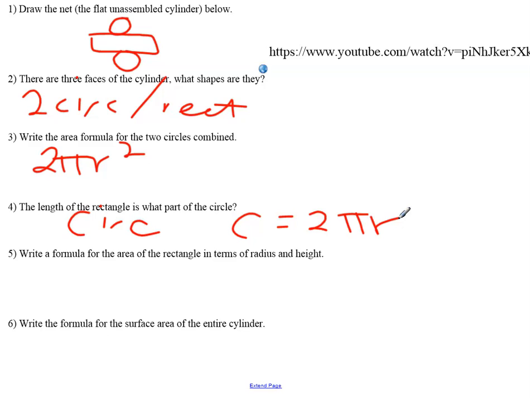Write a formula for the area of the rectangle in terms of radius and height. So we know that the base is 2 pi r, and then the height is h.